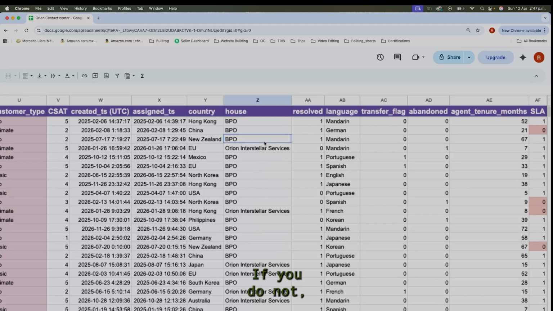If you do not know a lot about contact centers, BPO means that if you have a company and you need people to answer the phones and you do not want to hire agents, you outsource this service. That's how we call a BPO, a business process outsourcing, and in this case, the company is named Orion Interstellar Services. And also, we have here the service level agreement.